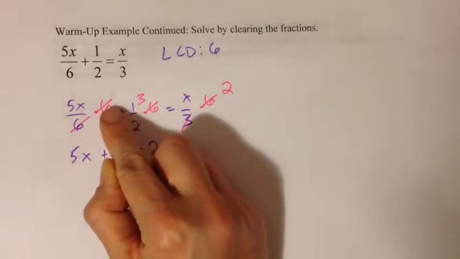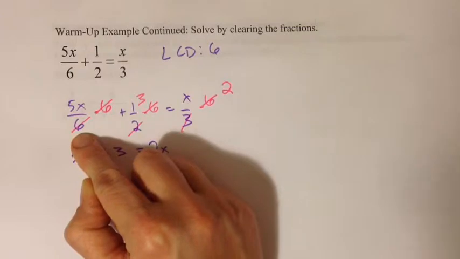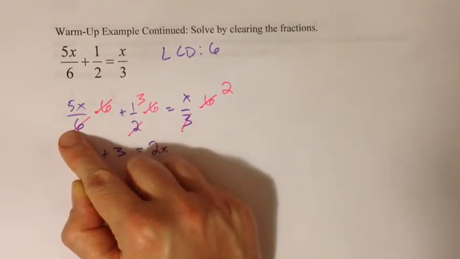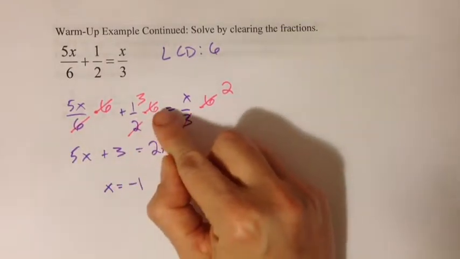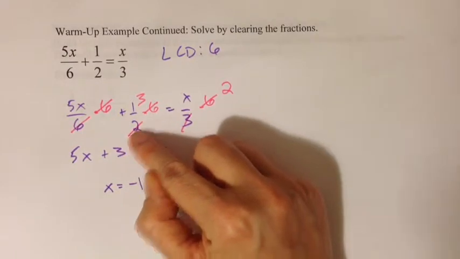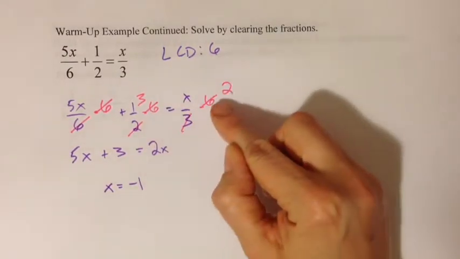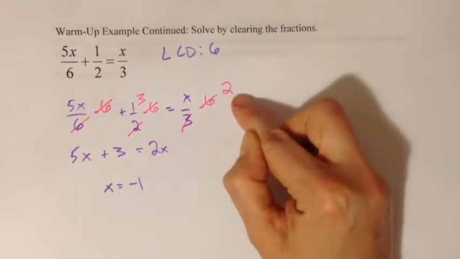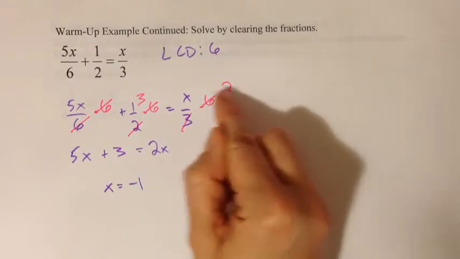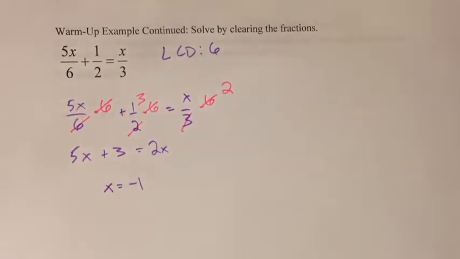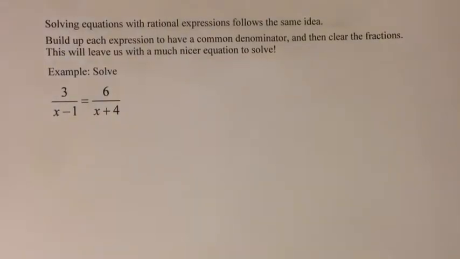For instance, here, we had a times 6 and a 6 in the denominator, which canceled out to leave just 1 behind. But here, when we had a 6 and a 2, they canceled, leaving a 3 behind, and here, a 6 and a 3 canceled, leaving a 2 behind. So we had to be a little bit more careful and pay attention to what was left behind after we canceled the fractions.